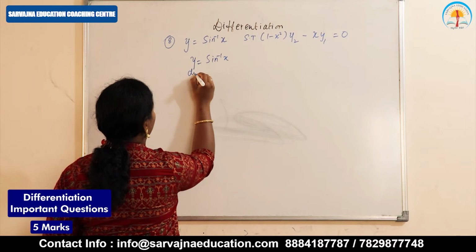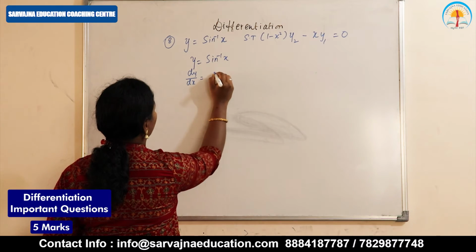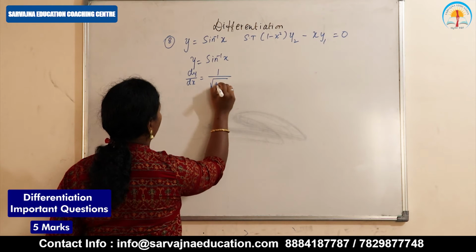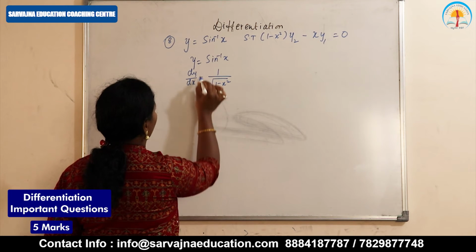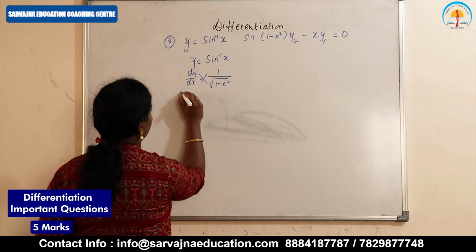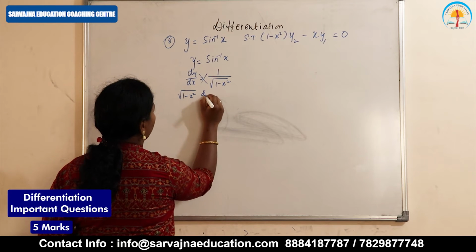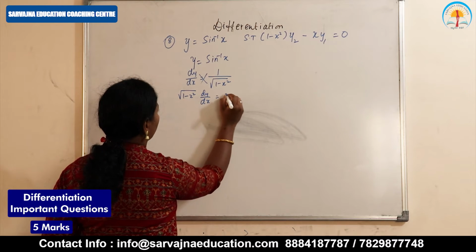So what is the differentiation of this? dy by dx is equal to 1 by root 1 minus x square. Correct? I already told you, I got the fraction in the right hand side. I have to do the cross multiplication. So root 1 minus x square dy by dx is equal to 1.